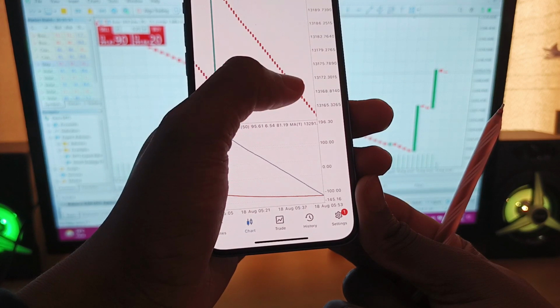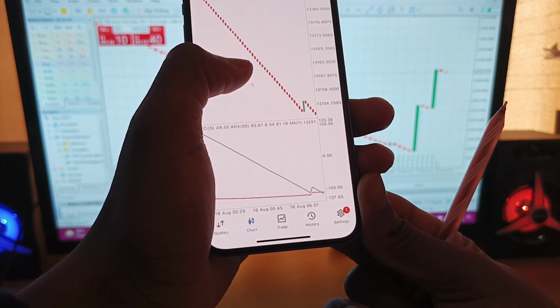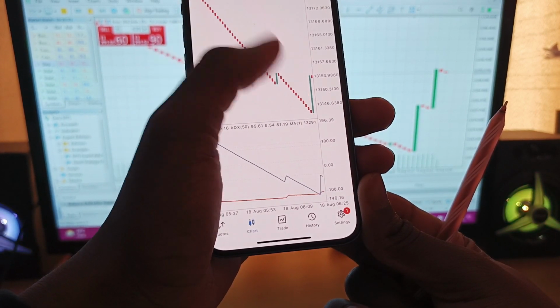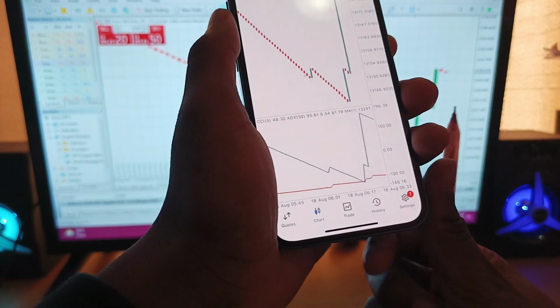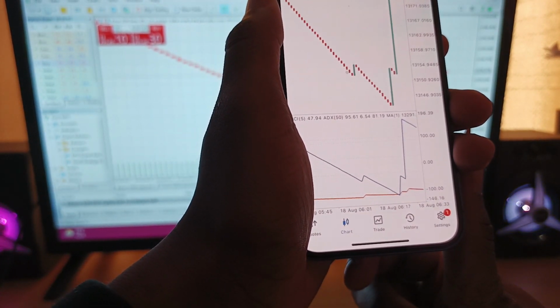How long did it take for a spike to happen? There was a small spike, and finally another spike, and finally a big spike. With this strategy, you need to be patient, and you don't want to put tight stop losses, because when you put a tight stop loss, you're always going to be kicked out of the market, unless your account is very small.